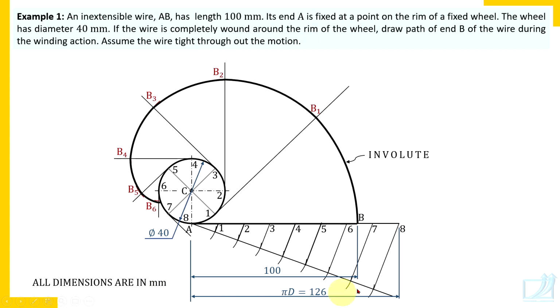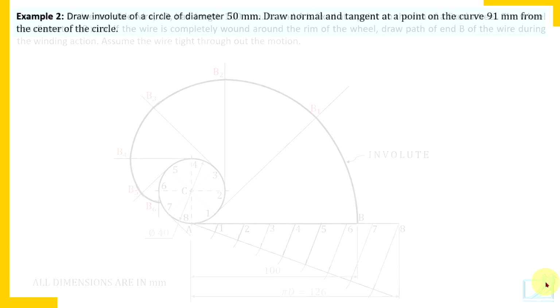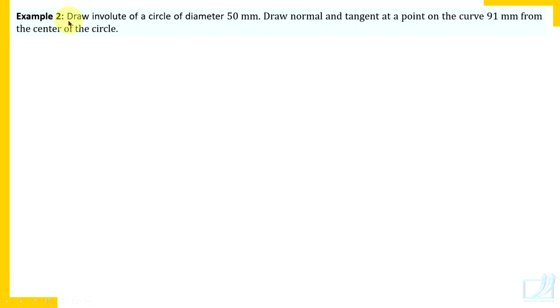So this is how your drawing will appear in your drawing paper. Okay, read this problem. Draw involute of a circle of diameter 50 mm. Draw normal and tangent at a point on the curve 91 mm from the center of the circle. But again, if you remember in the last problem, the length of the wire was given as 100 mm. In this case, the length of the wire is not given.